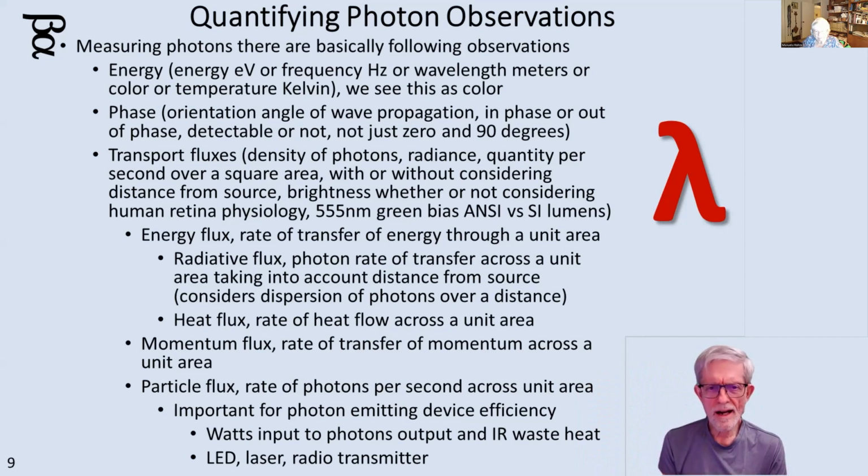You'll often hear air conditioning and heating units measured in British thermal units or BTU. That's heat flux. That's the rate of heat flow across a unit area. Then you have one of my favorites, momentum flux. This is the rate of transfer of momentum across a unit area. How many newtons of force are the photons transferring to a material, including, I don't know, a reflective mirror at the LIGO Gravitational Wave Observatory.